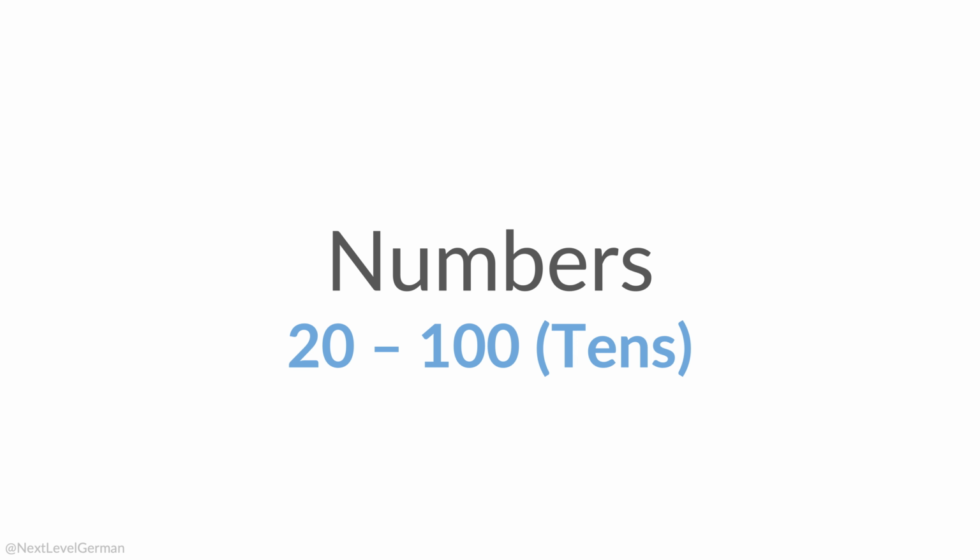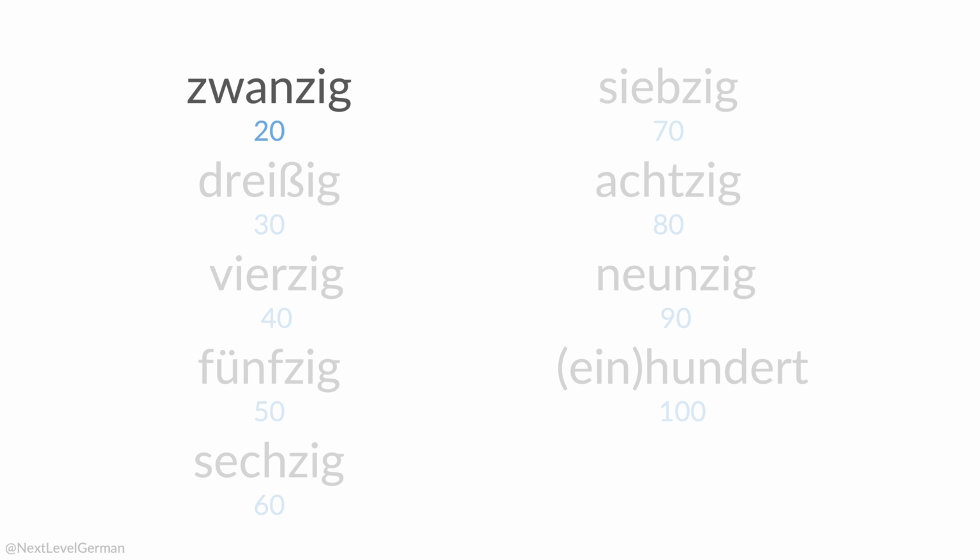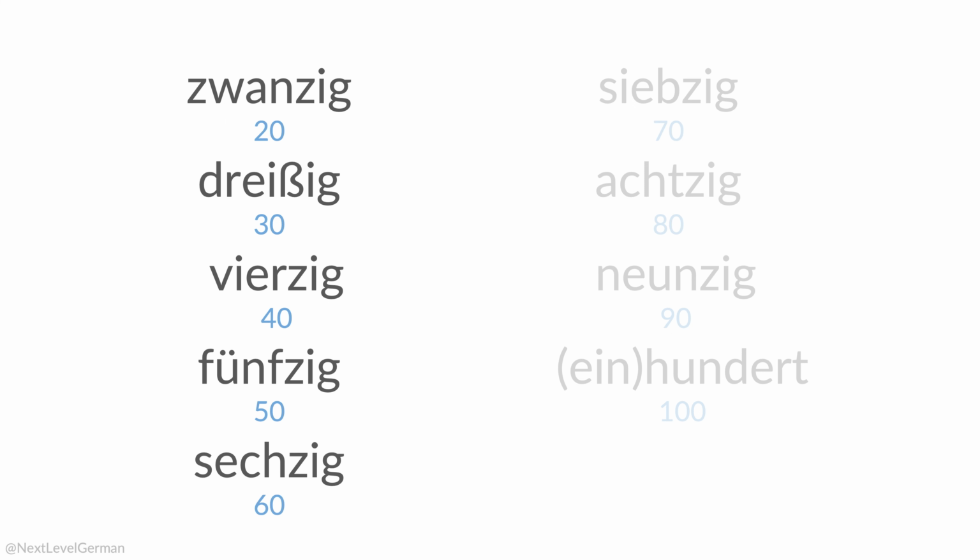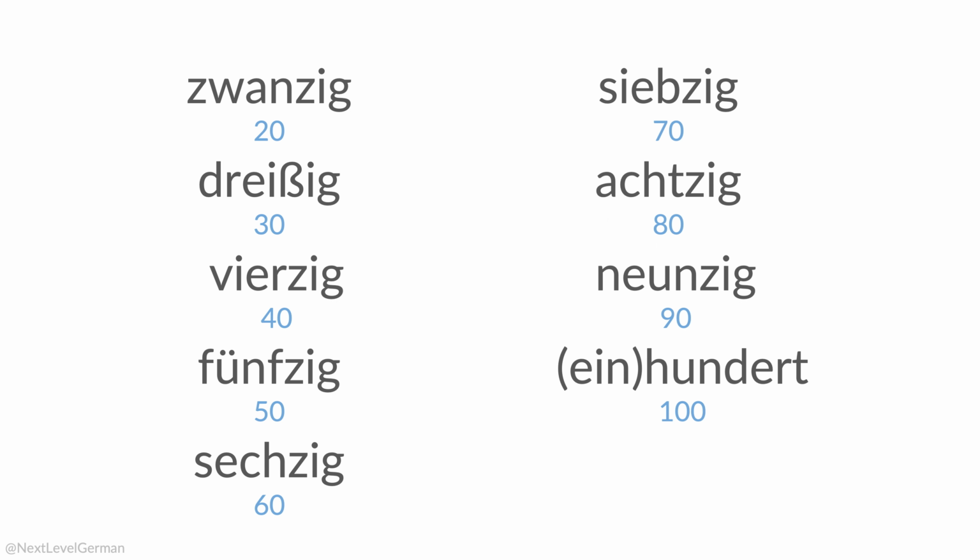In German, they're quite straightforward. Repeat after me and try to get the pronunciation right. Ready? 20, 30, 40, 50, 60, 70, 80, 90, 100 or 100. Both are correct.